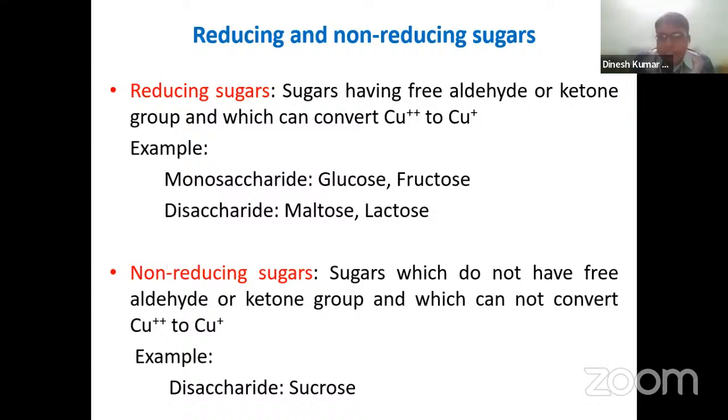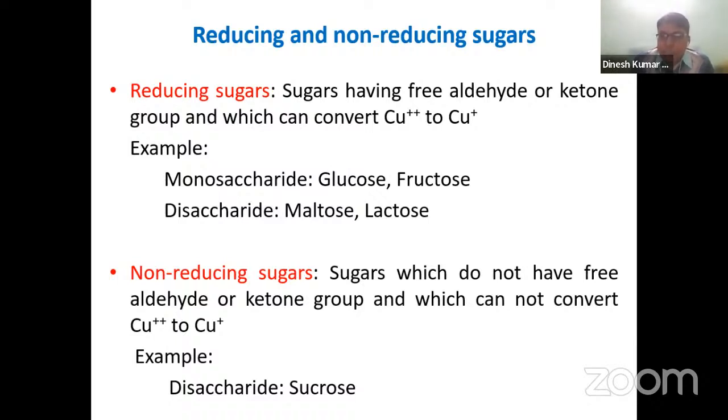Now come to the disaccharides, maltose and lactose. We have seen the bond that is formed between the two monomer units is 1,4 linkage, alpha 1,4 glycosidic linkage. One aldehyde group is involved in the linkage, but the other aldehyde group on the right hand side is free in both maltose and lactose. So they can also convert the Cu2+ to Cu+. So they are also the reducing sugars.